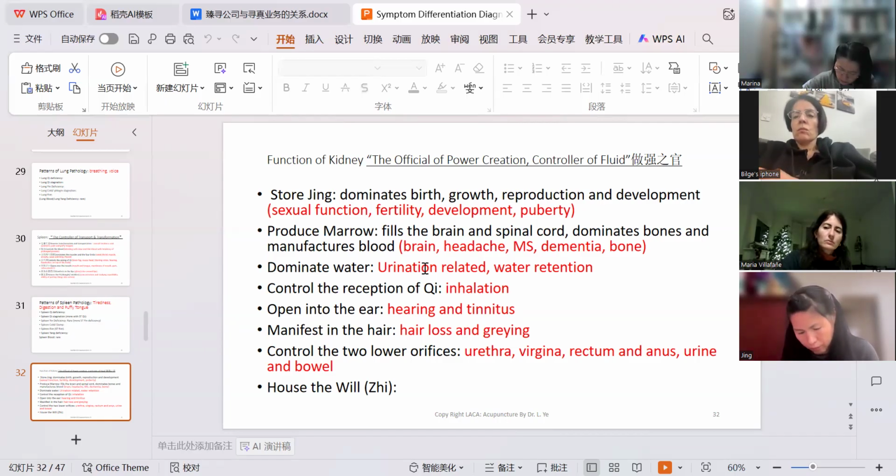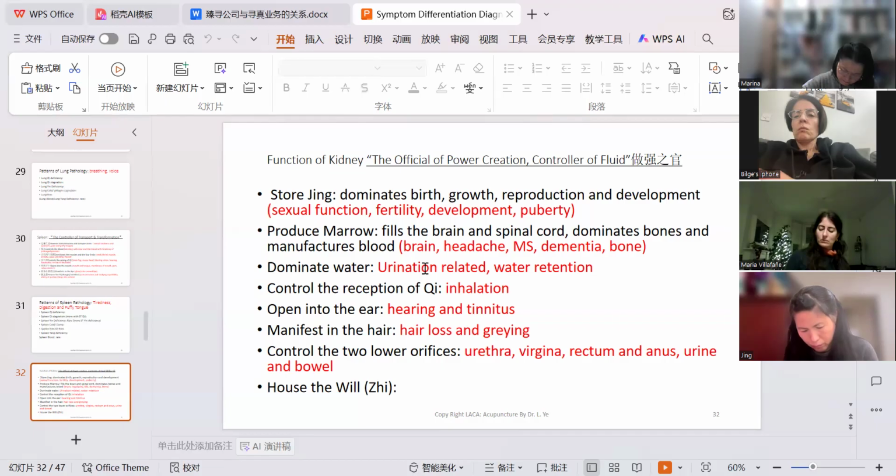MS, when it's developed in the brain, developed in the nerves, because we say the brain itself is the ocean of bone marrow, the marrows. So that's why it has to do with nerves. So central nerve problems more or less indicate a certain involvement of the kidneys because of those marrow involvement.